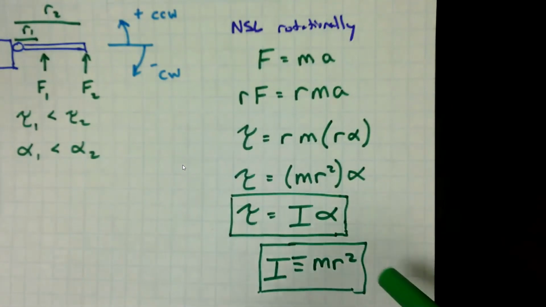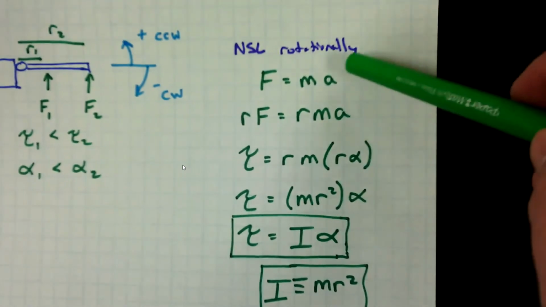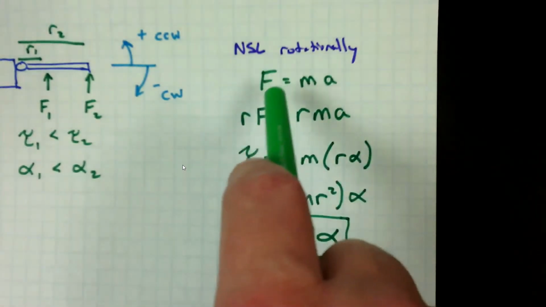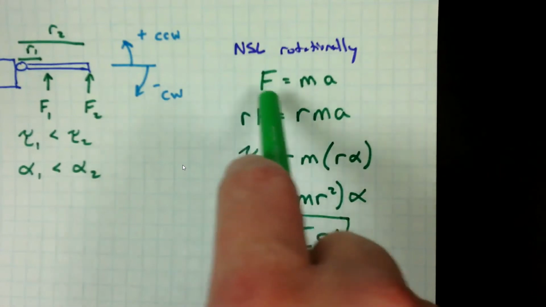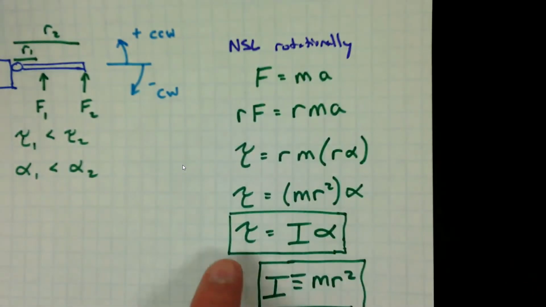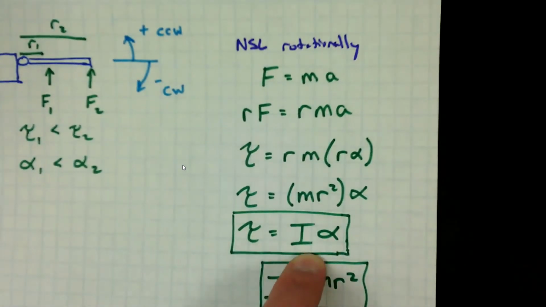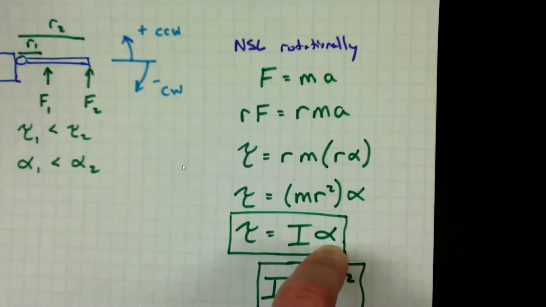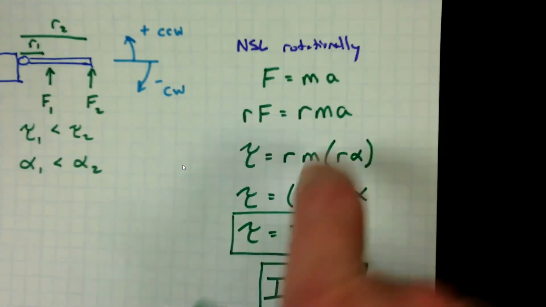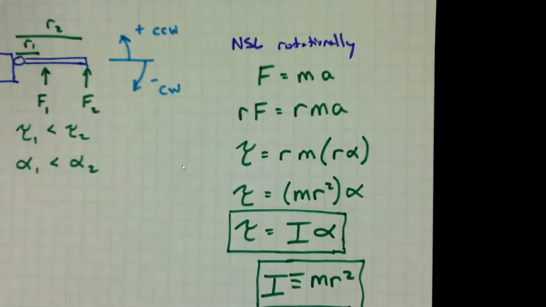So the way I want to think about this is, if you look at these two equations next to each other, they're very parallel. You have the cause of acceleration equal to the cause of inertia times acceleration. The cause of angular acceleration is equal to the cause of inertia times angular acceleration. So these two are exactly analogous formulas, where this is the connection: I equals mr squared. All right.